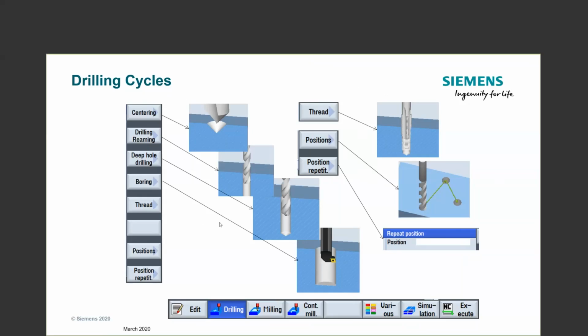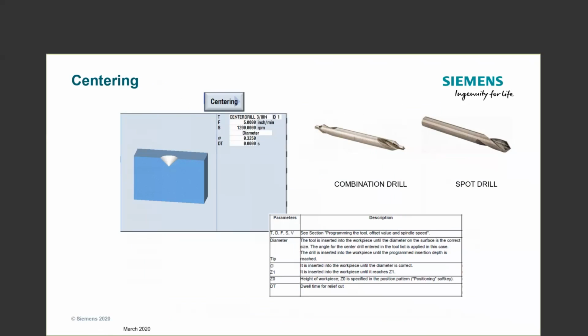So the drilling cycles. We talked a little bit about those, and moving along, we're going to start by centering. We're going to use the centering function, and these are the fields that, as you can see, there's just a handful of them that need to be entered. We'll be using a center drill, and what's referred to in the control as a center drill is actually a spot drill, right?